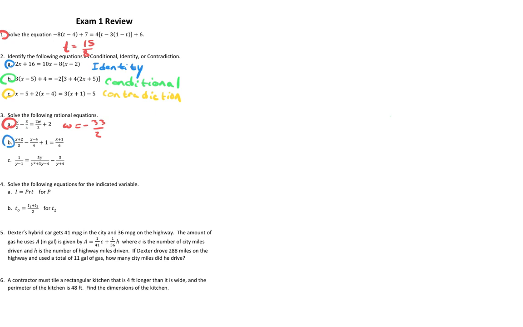Okay, part B, we have x plus 2 over 3 minus x minus 4 over 4 plus 1 equals x plus 1 over 6. So we want to get a common denominator for all of these. What will always work is if you take all the numbers and multiply them together. In this case, you would get 12 times 6, 72, which is kind of a big number, so we can maybe look for a smaller one.